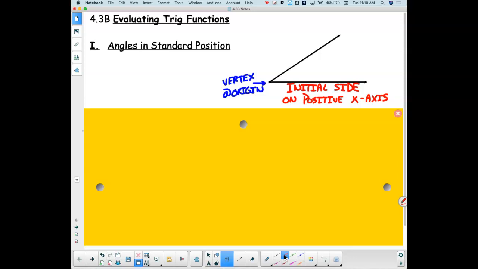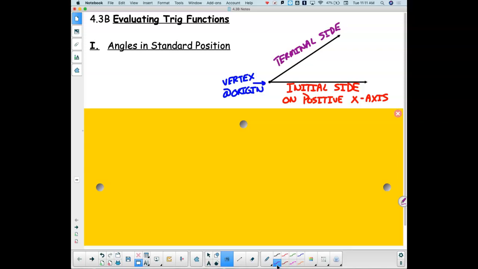Actually, I shouldn't even say the positive x. Yeah, no, I will say the positive x-axis. Yep, that would be the standard position. The other side of an angle is called the terminal side. Initial is where you start. Terminal is where you end. Okay? Initial to start, terminal to end.